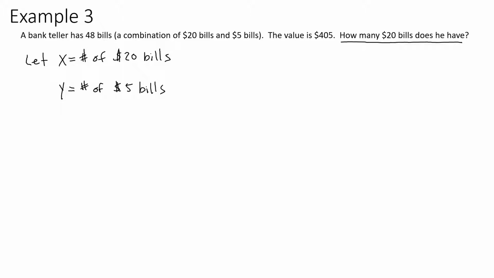Now we're going to create a system of linear equations, and a system of linear equations will be something plus something equals something, and something plus something equals something. All right, so on the right-hand side of those equal signs are total amounts. So if I look through all of the quantities given to us in the problem, I see two numbers that are totals. 48 is the total number of bills, and 405 is the total value of those bills. So the total numbers go on the right-hand side.